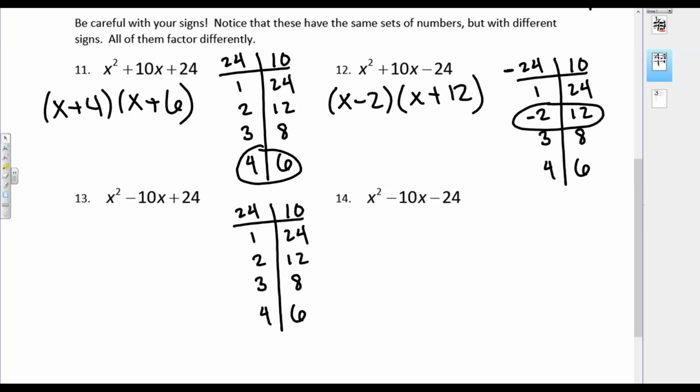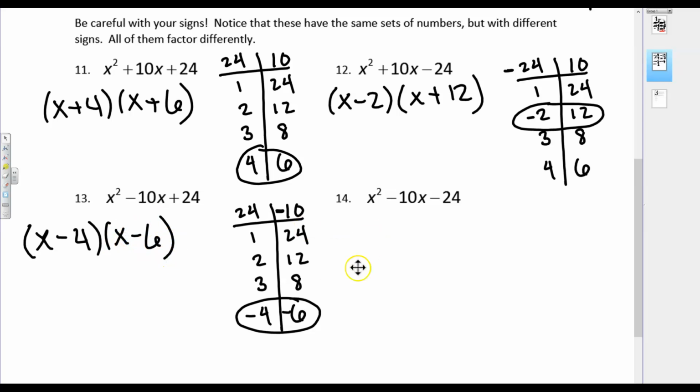Again, here's my table of values, but now I'm going to put a negative with that negative 10. And so I need both of my coefficients to be negative and add to negative 10 to multiply to a positive number. So if I make that negative 4 and negative 6, these two would multiply to positive 24 and add to negative 10. So my factored form ends up being x minus 4 times x minus 6.